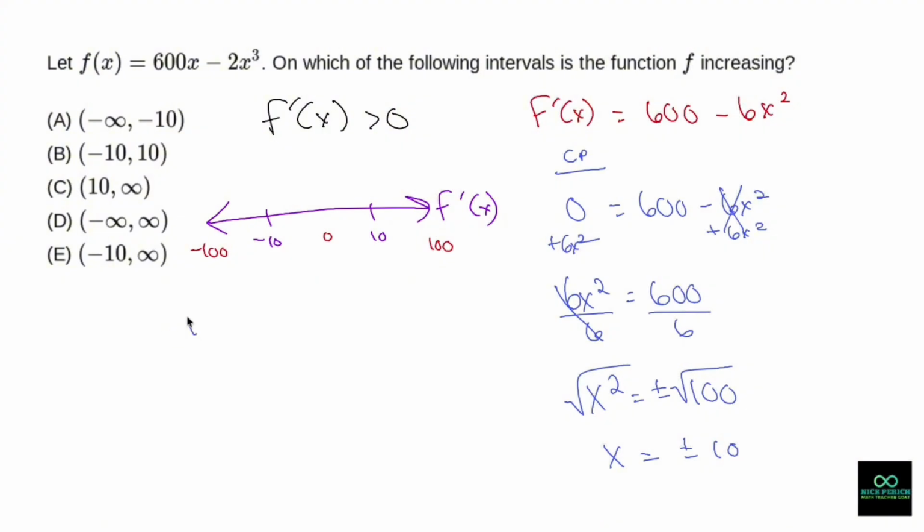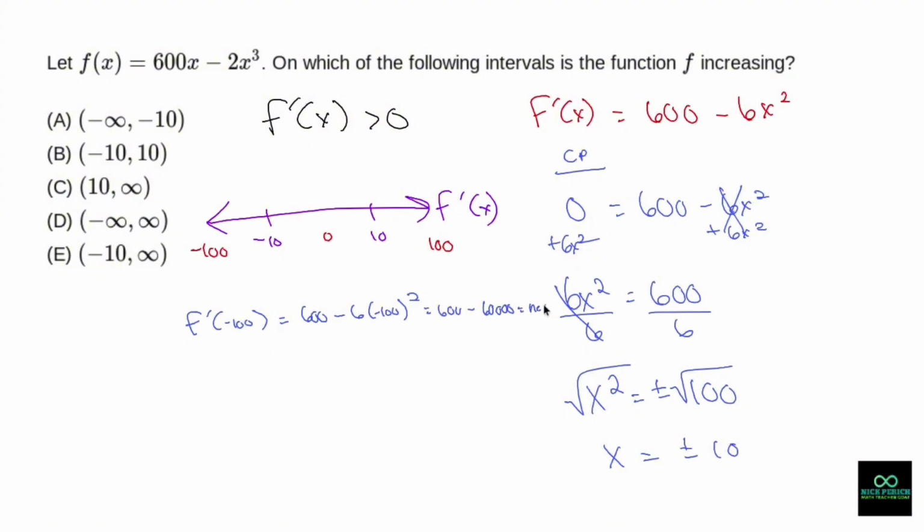So let's start out with f prime of negative 100. That's going to be 600 minus 6 times negative 100 squared. 600 minus, now let's do a little bit of quick math, negative 100 squared is 10,000. Negative 6 times 10,000 is negative 60,000. I don't care what the number is.